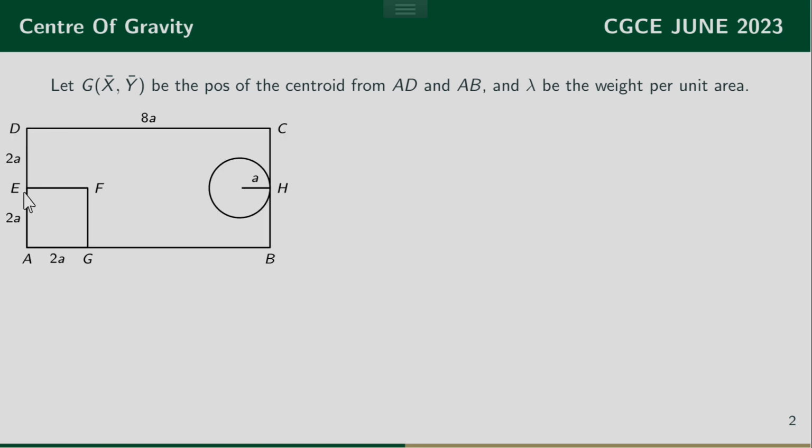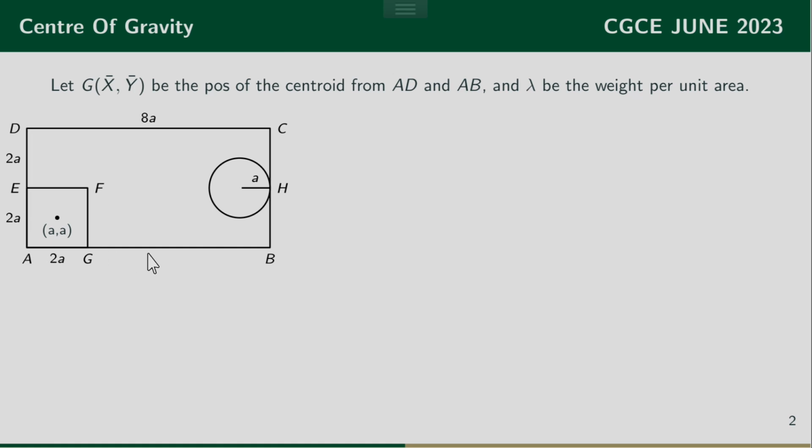Now, this is the shape that we are working with, and I will indicate the position of the centroid of the square, the rectangle, and the circle, and then use them to find the position of the centroid of the remaining lamina. The centroid of a square is rather easy because the centroid is at its center. So, the centroid of the square will be at the point (a, a), that is distance a from the side AD and distance a from the side AB.